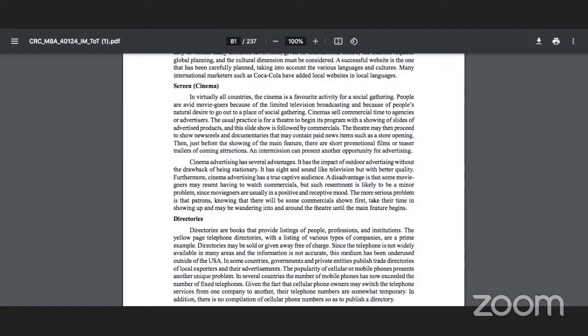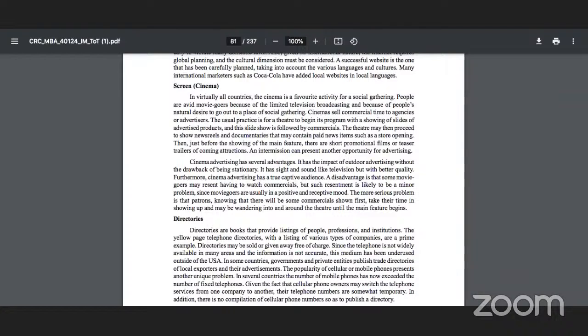So cinemas sell commercial time to agencies or advertisers. And the usual practice is for a theatre to begin its program with the showing of slides of advertised products. How many times have we walked into a mall and into a cinema hall and sat down to watch the movie and been inundated instead with promos or promotions for the next half hour.